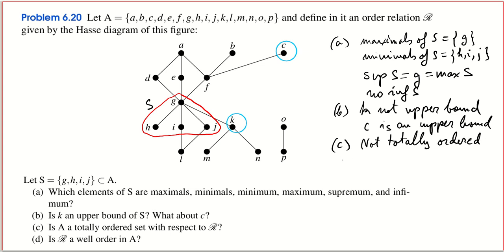And the last question: is R a well order on A? The answer is no, it's not, for several reasons. First, because every well order would be a total order, and R is not a total order on A. But you can also see it clearly. Look at the set S here. If R was a well order, that would mean this set should have a minimum, and it doesn't. It has no minimum, so it's not a well order.